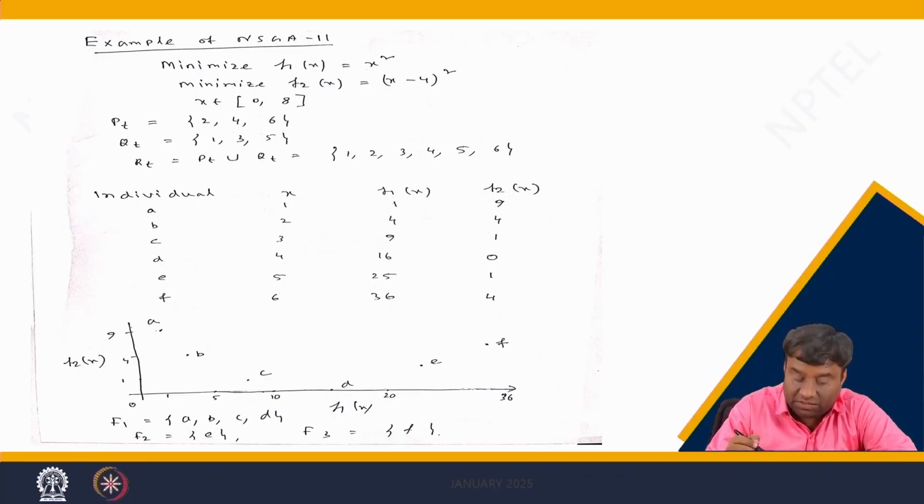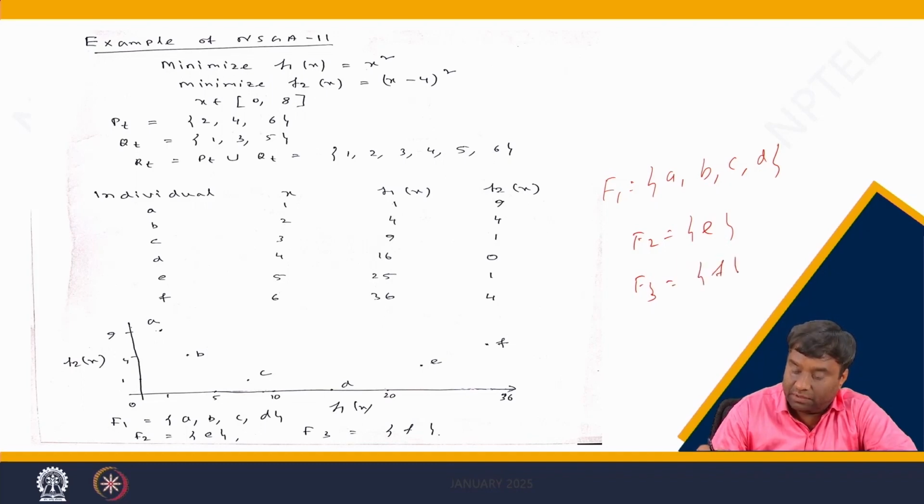So if you compare, you will see that A, B, C, D, these four are non-dominated front. So F1 is A, B, C, D. You can write F2, that is E, and F3, that is F. So now we need to select three individuals.